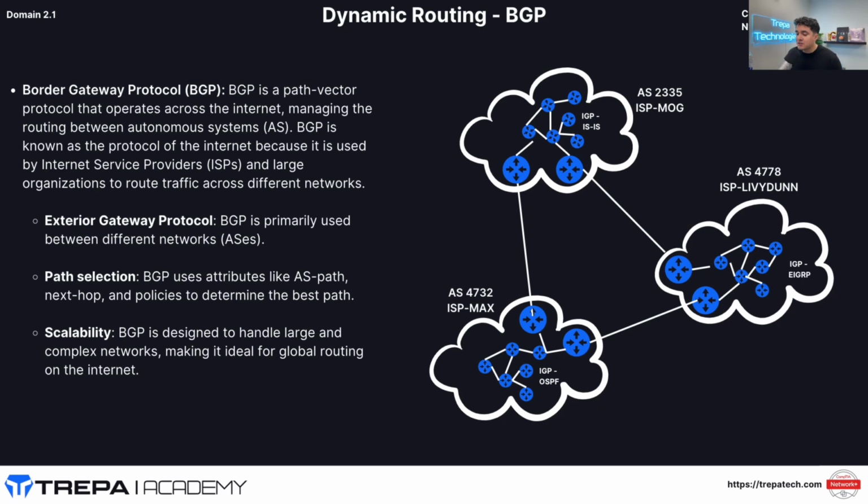When that autonomous system, that ISP, that enterprise needs to talk to another enterprise, another NSP, ISP, or another autonomous system, we use an EGP, an exterior gateway protocol. That EGP protocol is called BGP, Border Gateway Protocol. BGP is the only EGP available that we use. BGP is the Internet Routing Protocol.